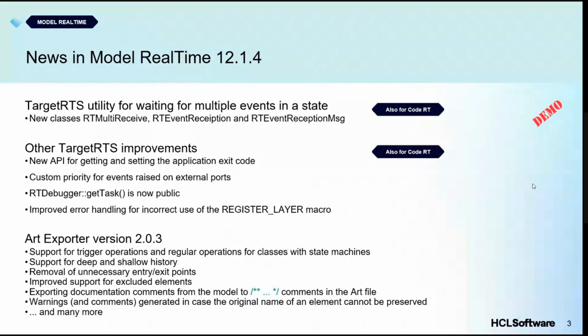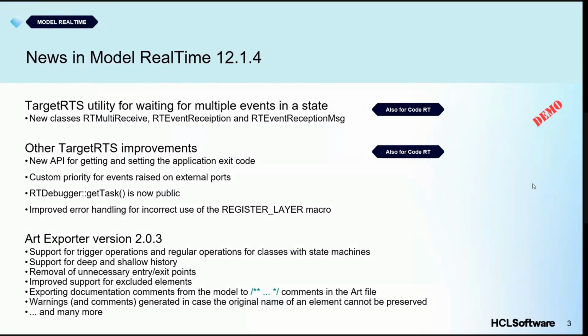And there are some other TargetRTS improvements. For example, you can now, by means of a new API in RTMain, set and get the application exit code. You can configure the priority, which should be used for events that you raise on external ports. We have made one function, getTask, in the RTDebugger class public, since there are some use cases when you may need to access it from your own code.